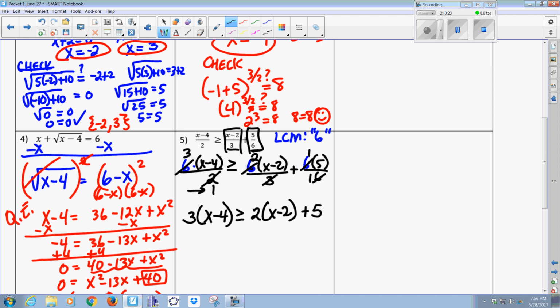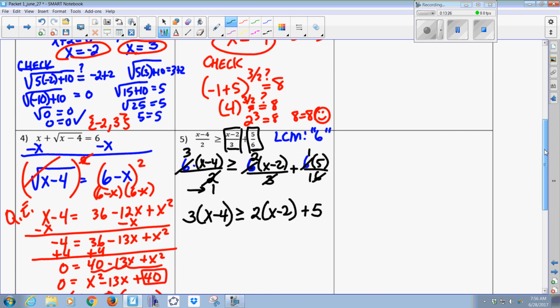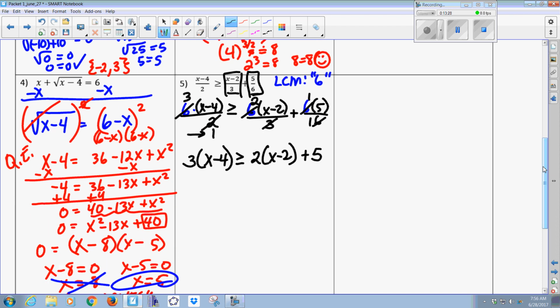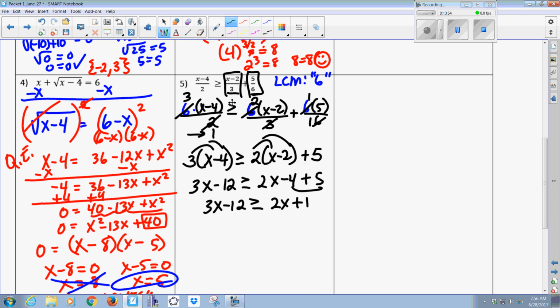So there's a linear inequality we have to solve. It's a lot easier to think about for most of us than seeing the fractions in the original equation. So we use our distributive property and we get 3x minus 12 is greater than or equal to 2x minus 4 plus 5. My left side's already simplified, so I keep that as it is. My right side, I can combine the negative 4 and the 5 to get 2x plus 1.